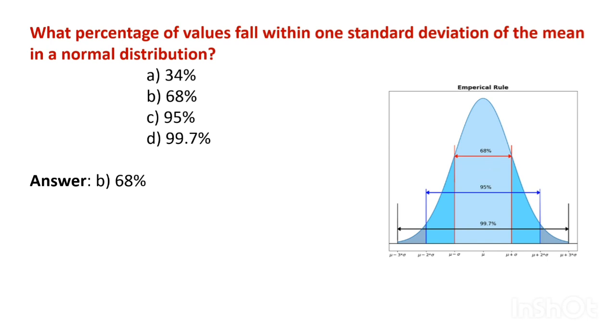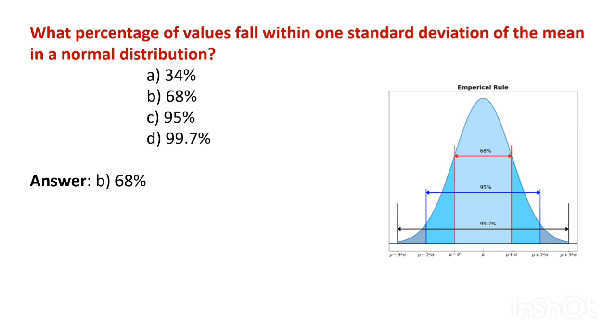So, generally one standard deviation is 68%, we have already discussed, and I have shown here one standard deviation of the mean, 2 standard deviations of the mean and 3 standard deviations of the mean. One standard deviation of the mean is 68%, 2 standard deviations of the mean is 95%, and 3 standard deviations of the mean is 99.7%.